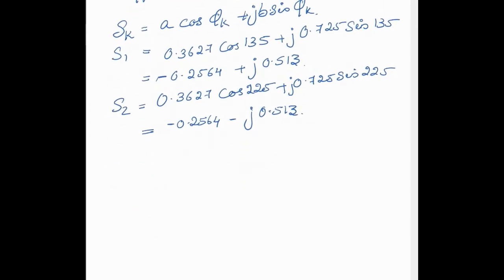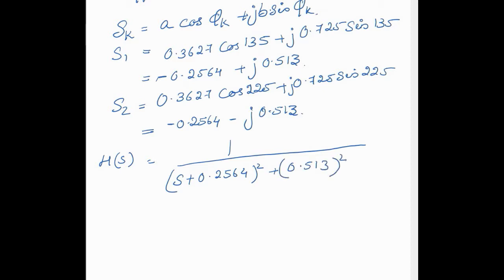Okay, now H of s, you got the denominator term, that you will get as 1 divided by s plus 0.2564 the whole square plus 0.513 the whole square, that is equal to 1 divided by s square plus 0.2564 into 2, that you will get as 0.513 s, plus square of this plus square of this, that will be equivalent to 0.33. Okay, now you got the denominator term.